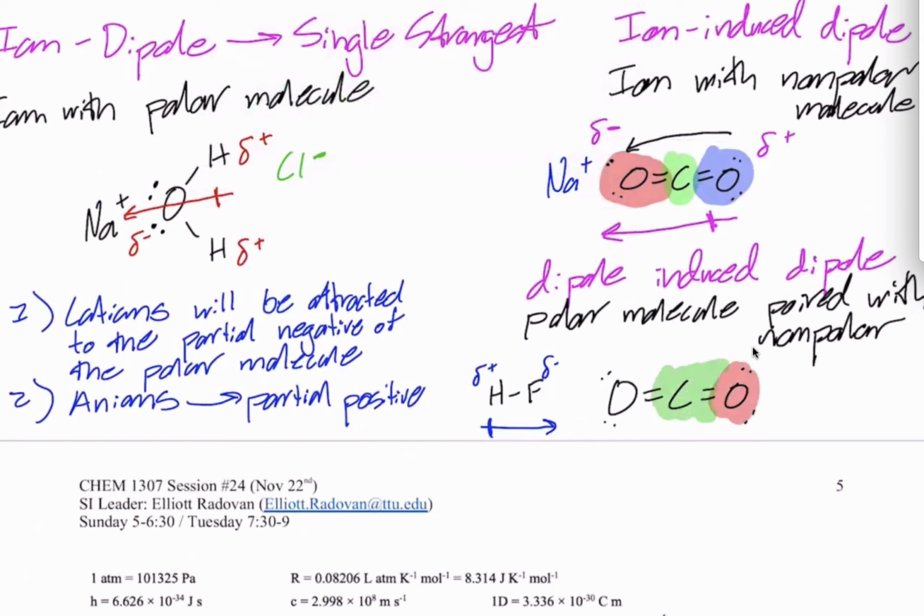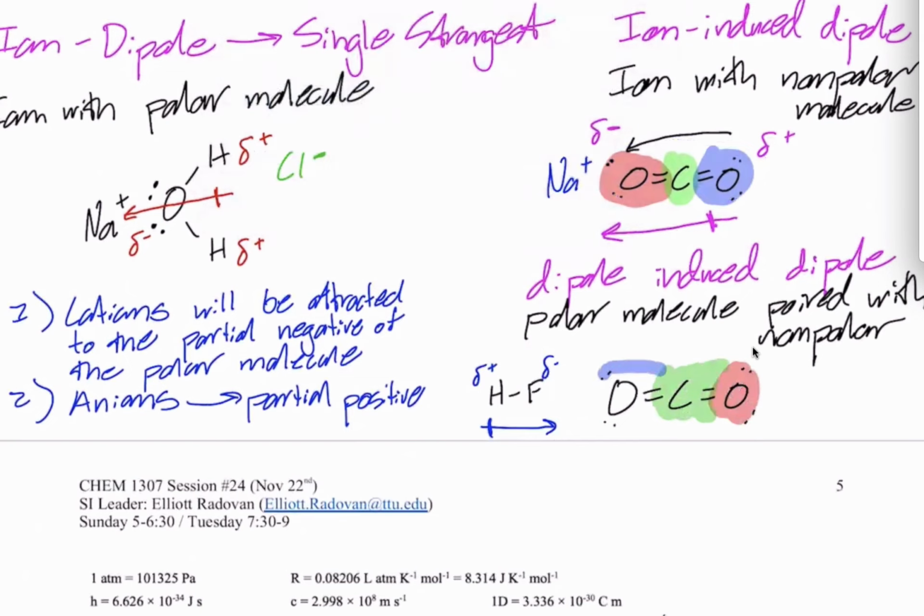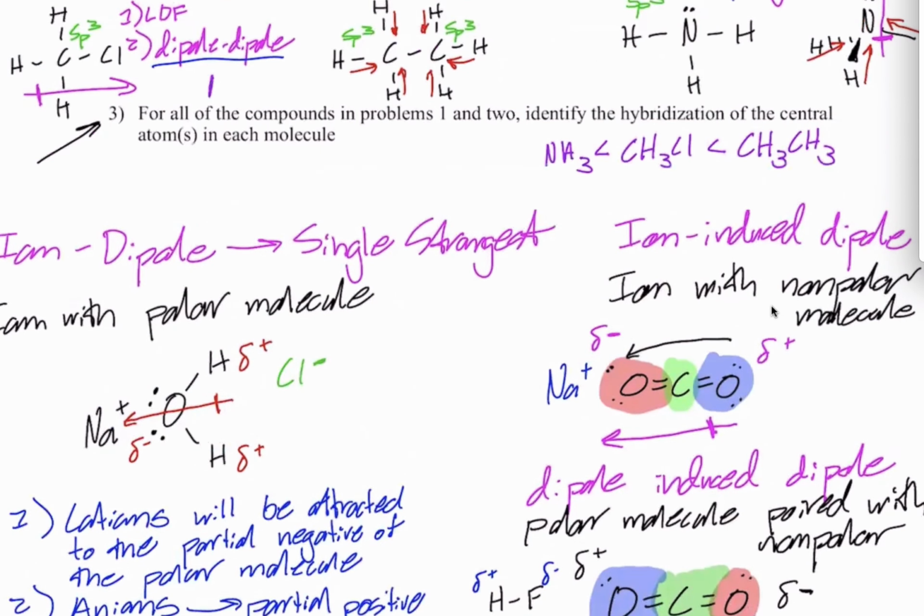So the red, once again, symbolizes very high electron density. The blue symbolizes very low electron density. What happens here is we have our high electron density and our partial negative, and we have our low electron density and our partial positive. And so we have a partial positive on the molecule attracted to the partial negative on the dipole molecule, okay? So that is all of those.